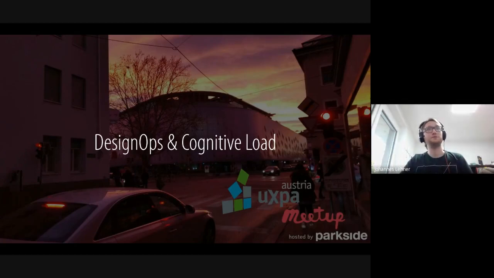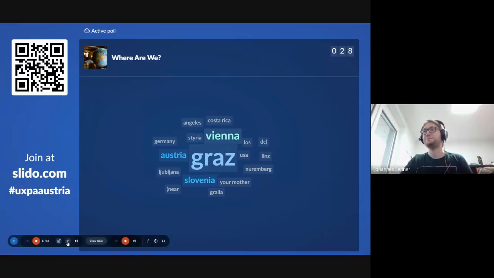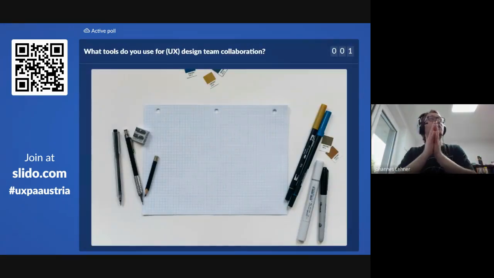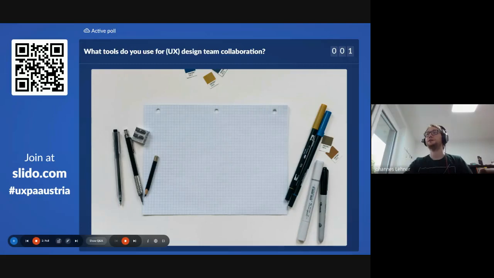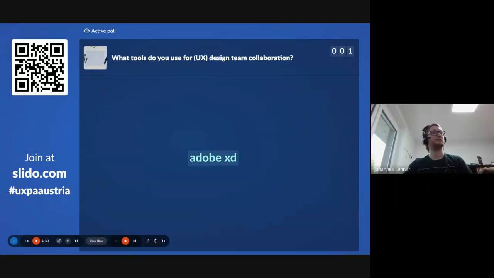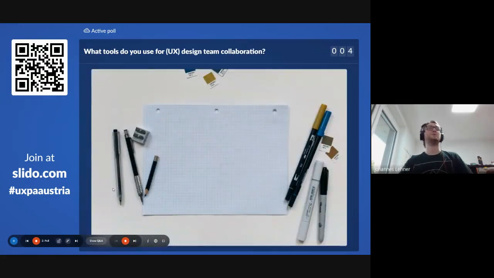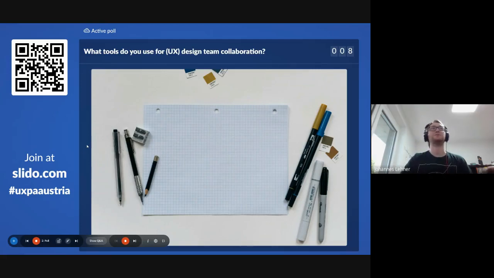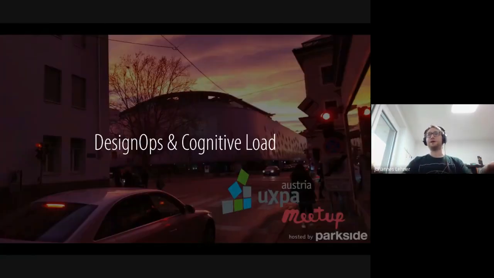And just to get you all involved in our meetup, I also have a second poll. Before we dive into the meetup, go to slido.com again. If you're not from the design team, maybe you also know what tools the design team uses for collaboration, or if you are from the design team, let us know what tools you're using. I put in my favorite one, Adobe XD. If you're using anything else, feel free to share it with us. The poll is activated, and we will talk about this after the DesignOps presentation, so we can talk about the differences and why you choose one or the other. You can also post multiple answers there.